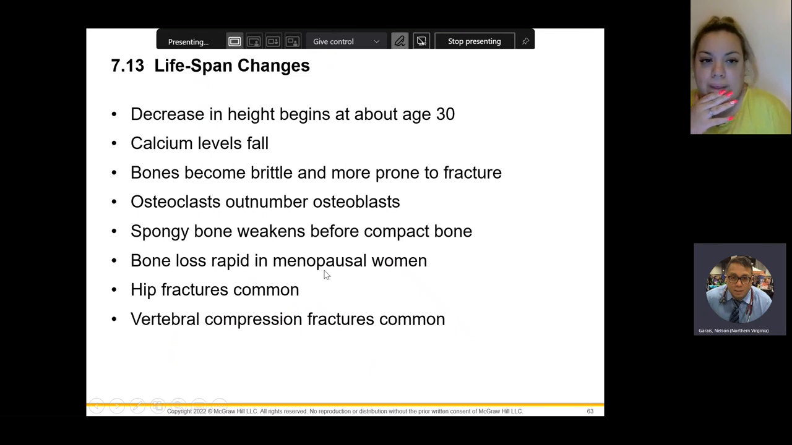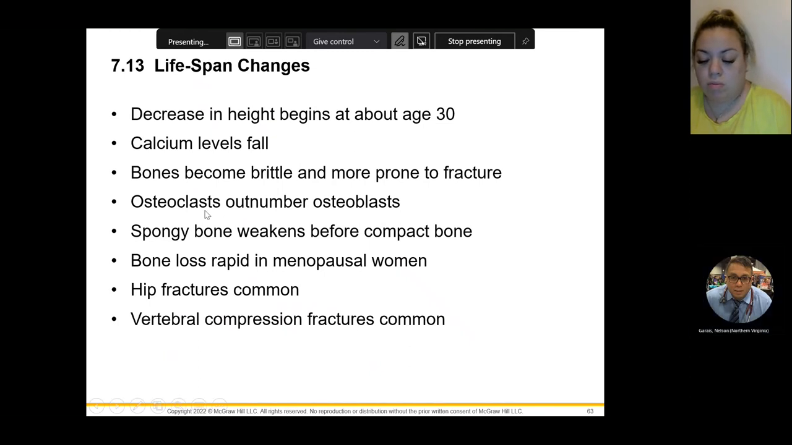Yay, last slide. Decrease in height, good news to me, right? Age 30, calcium levels will fall. So your bones won't get brittle, but are they as strong as they were when you were 20? Nope. Osteoclasts outnumber osteoblasts when you get older. Spongy bone weakens before compact bone, and that makes sense because spongy bone is on the inside, it's softer.